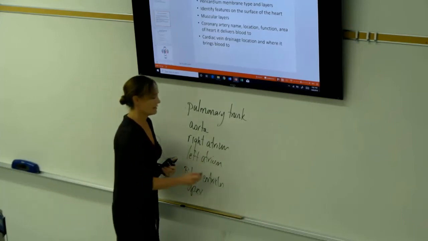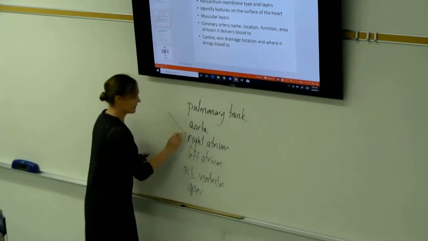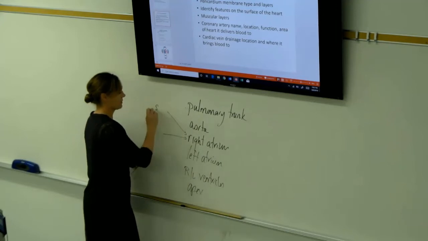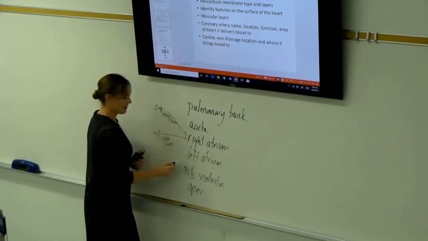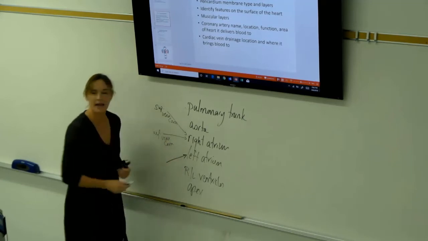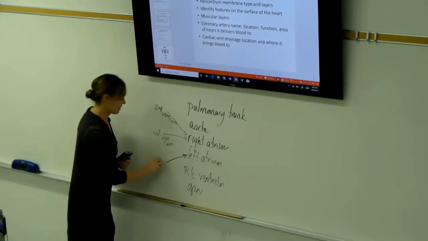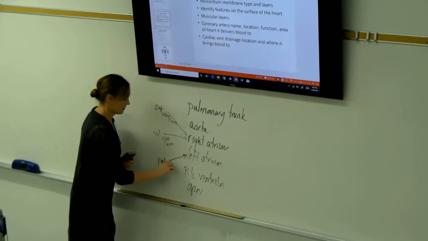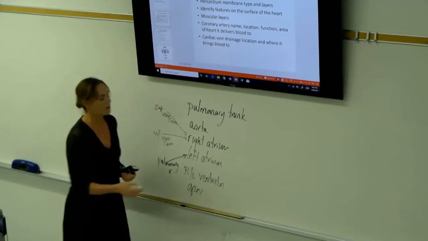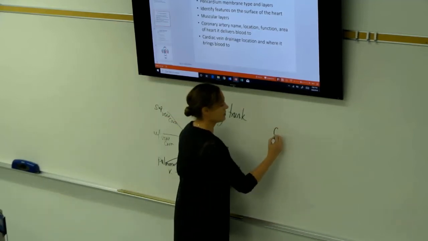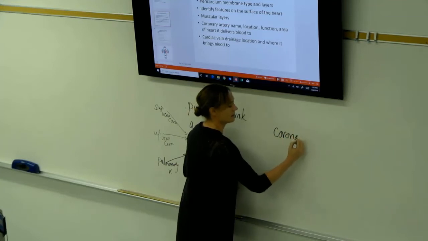You should be able to see the vessels that are bringing blood into the right atrium, namely the superior vena cava and the inferior vena cava. And the vessels leading to the left atrium are the pulmonary veins. On the posterior aspect of the heart, you should see the coronary sinus.